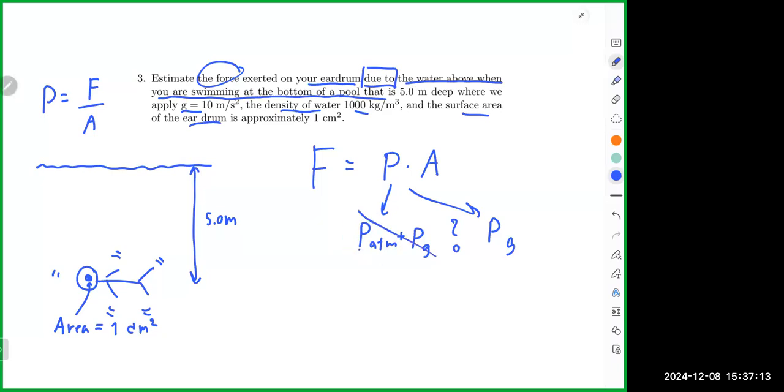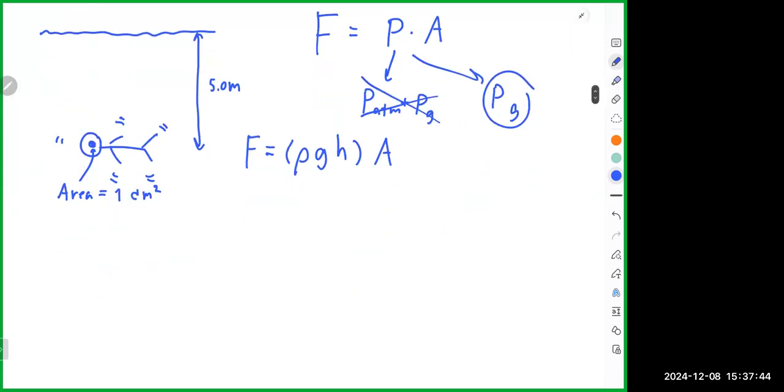Then find only the force exerted from the water above, which means that they want us to find the force from the gauge pressure. Okay? Then for this case, ignore the atmospheric pressure, it is outside this problem. So it becomes rho g h and the area. Right now, it's time for calculation.